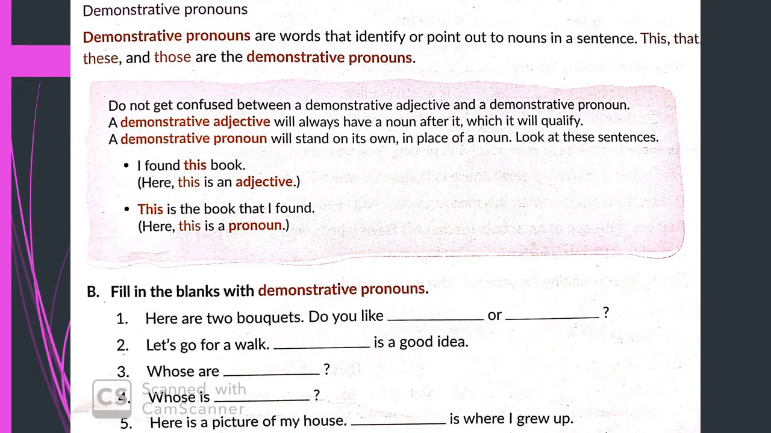Here is an example. I found this book. What book or which book? This book. So here it is an adjective. This is the book that I found. It is pointing out to a certain noun. This is a pronoun here.